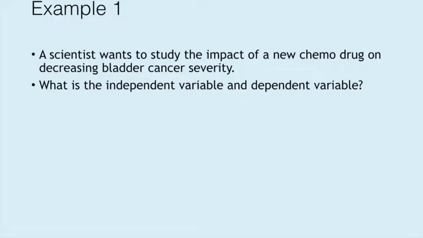So for the first example, a scientist wants to study the impact of a new chemo drug on decreasing bladder cancer severity. What are the independent and dependent variables? Well, the independent variable is administration of the drug. So was it administered? Yes or no? And then the dependent variable is cancer status. So did it improve or did it not improve?